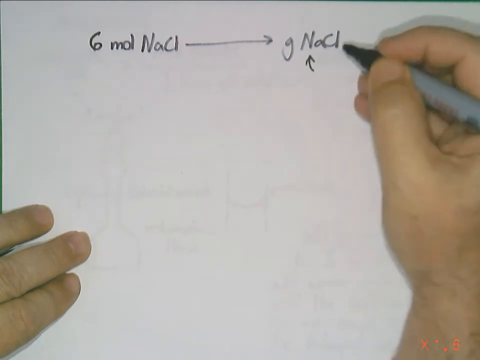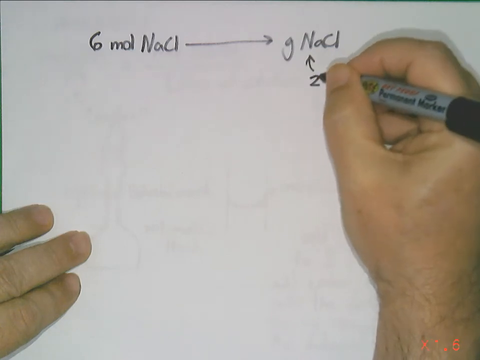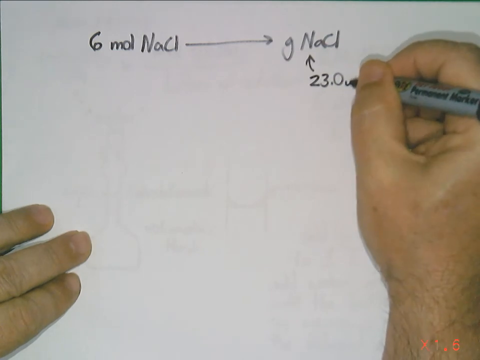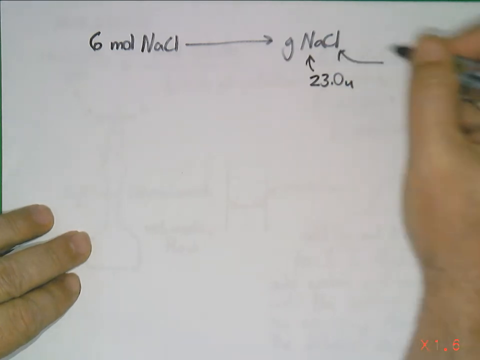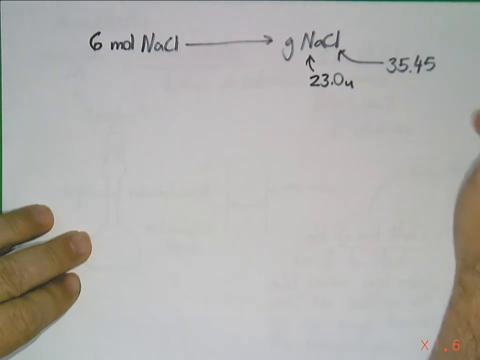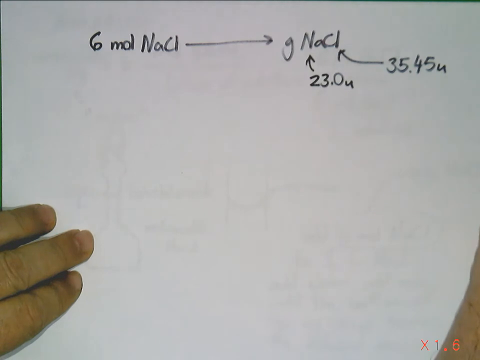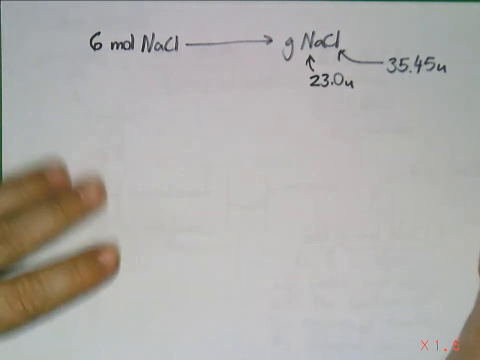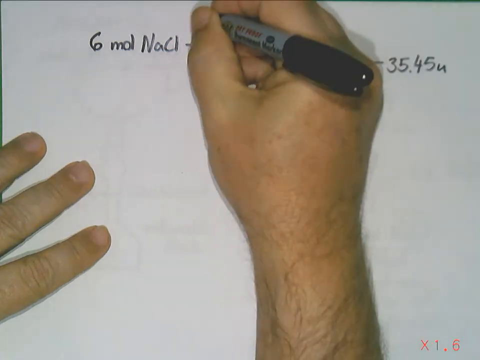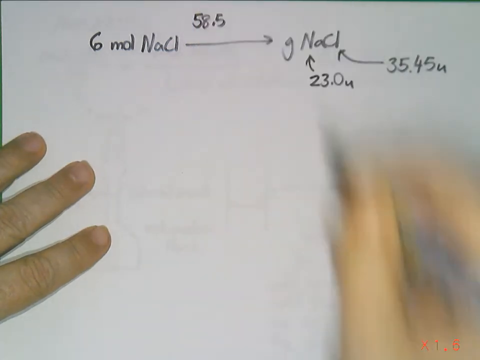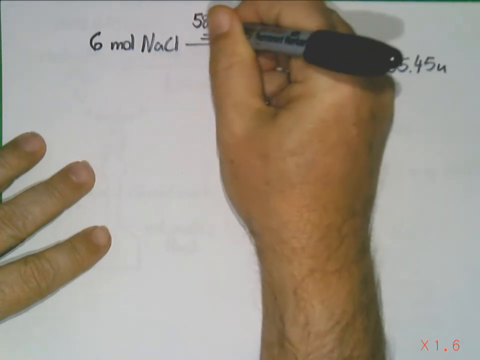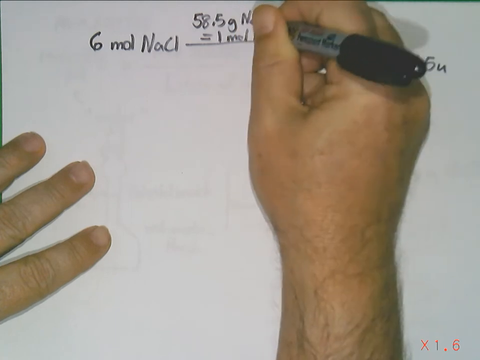And very roughly, this is like, I don't know, 23.0 U on the periodic table. And this is very roughly on the periodic table 35.45 U. So if I add those together, I get something like 58.5, let's say, very roughly. So 58.5 is the molar mass of NaCl. That's how many grams of NaCl is in 1 mole of NaCl.